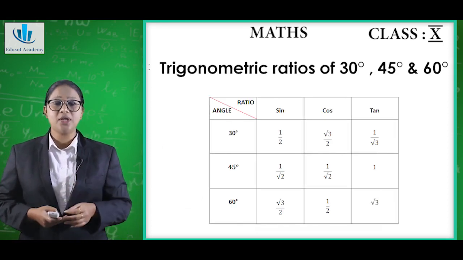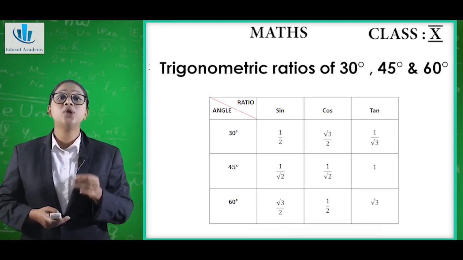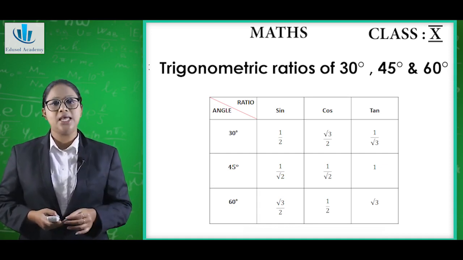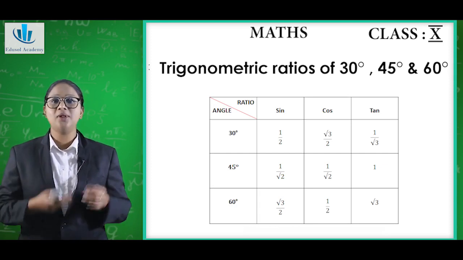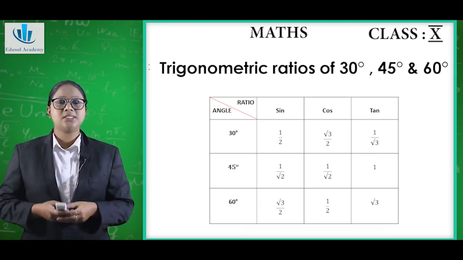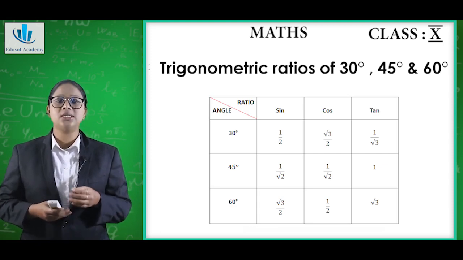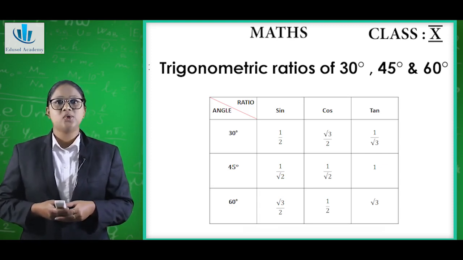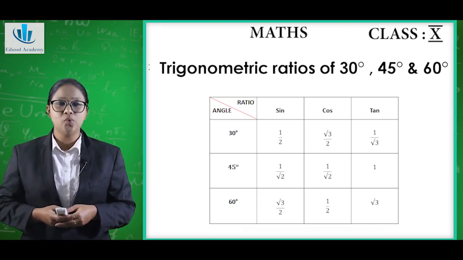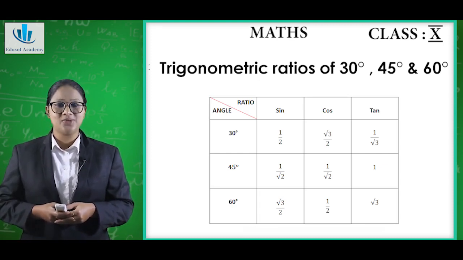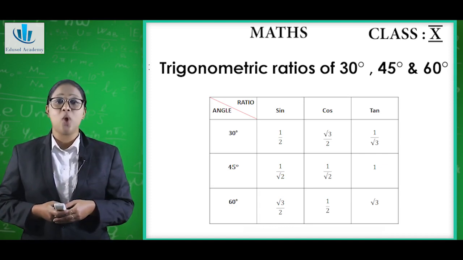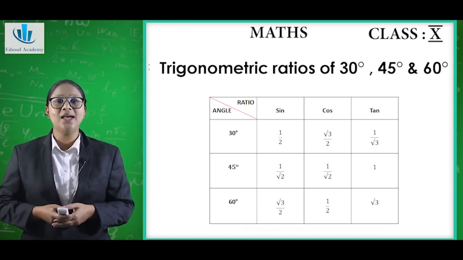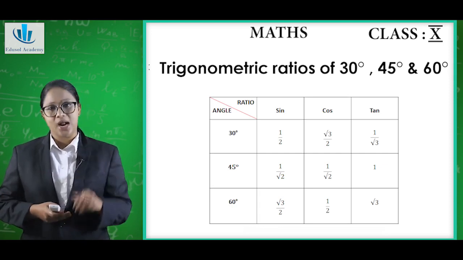Before moving on to the numericals, let's revise the trigonometric ratios of specific angles, namely 30 degree, 45 degree and 60 degree. Now have a look at the table that is being shown. There are sine, cos and tan of 30, 60 and 45 degrees given. So sine 30 degree is 1 by 2. Cos 30 degree is root 3 by 2 and tan 30 degree is 1 by root 3. Now moving on to 45 degree, sine 45 degree is 1 by root 2, so is cos 45 degree and tan 45 degree is 1.